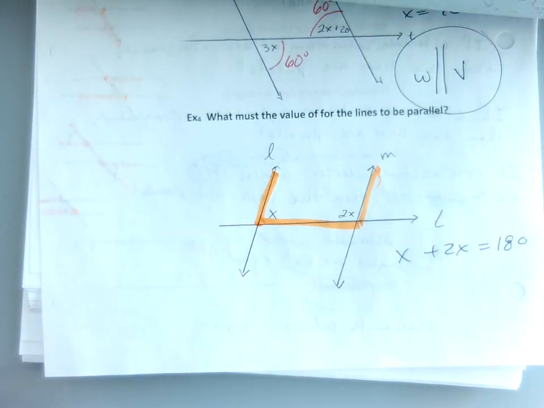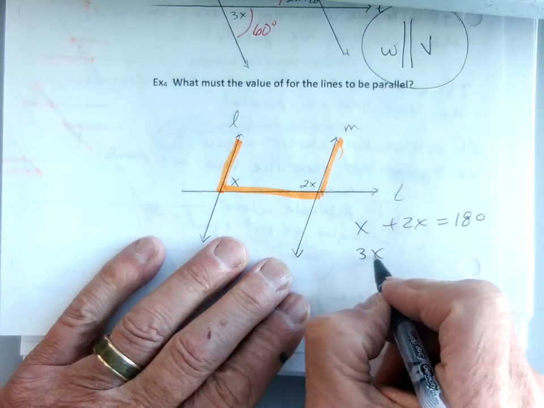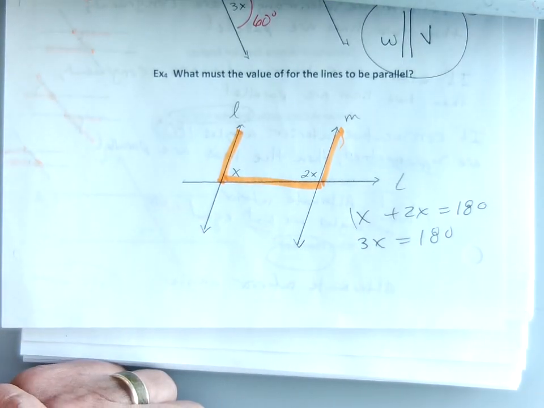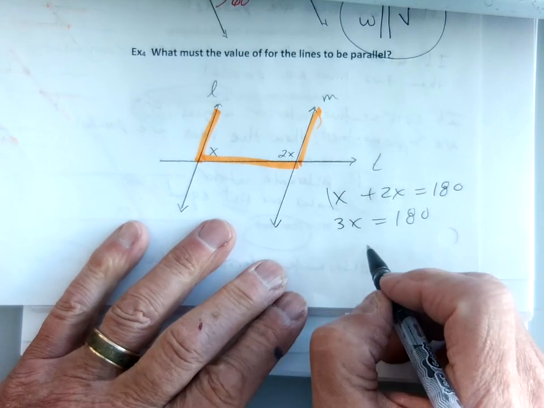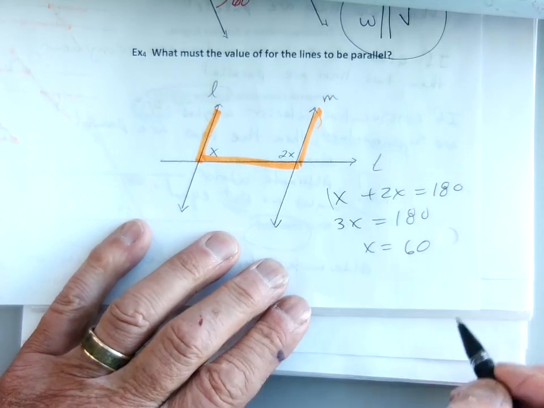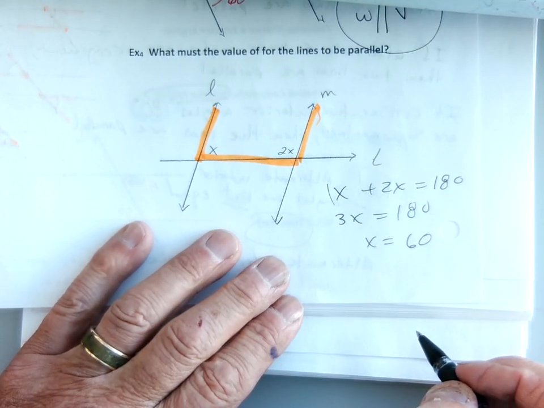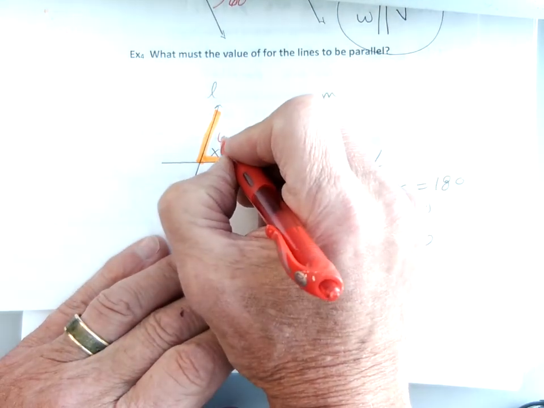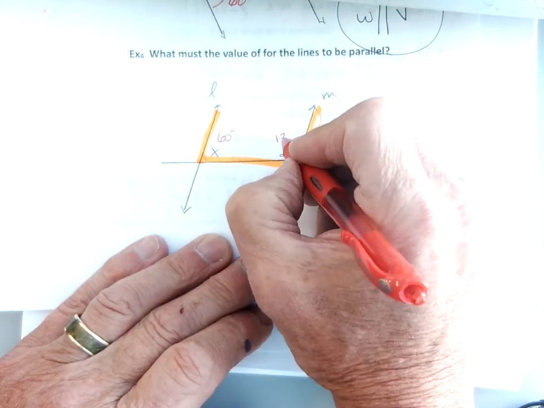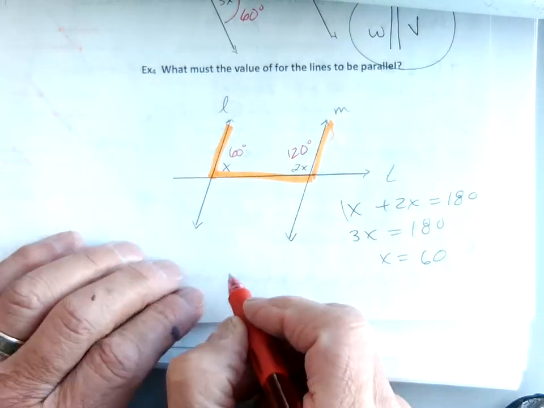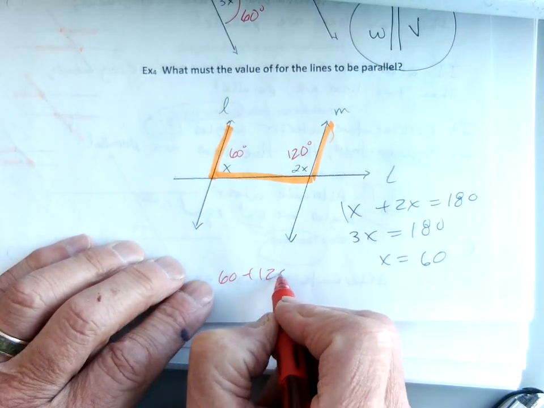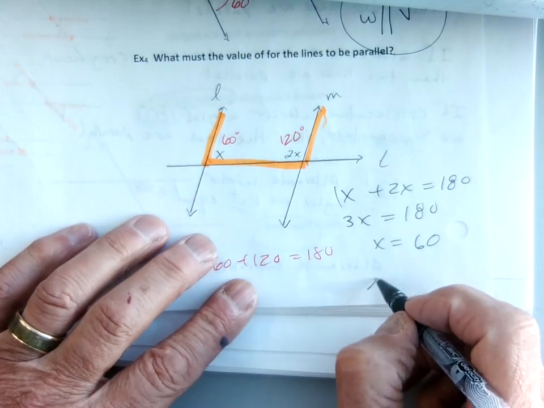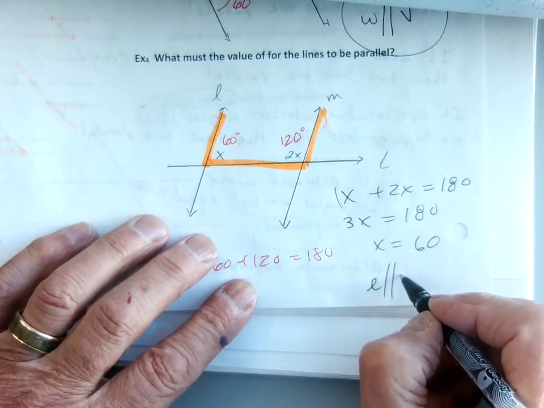Anyway, so I got 3x equals 180, right? 1x plus 2x. Divide by 3, x is 60. So if x is 60, this angle is 60 degrees, and this angle is 120 degrees. And 60 plus 120 makes 180. So I can say L is parallel to M.